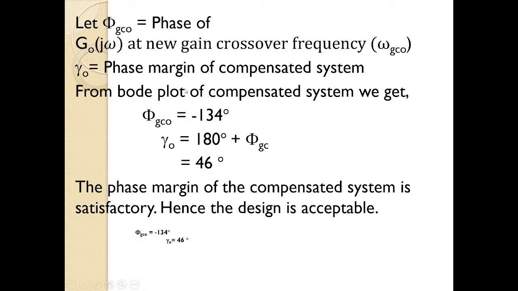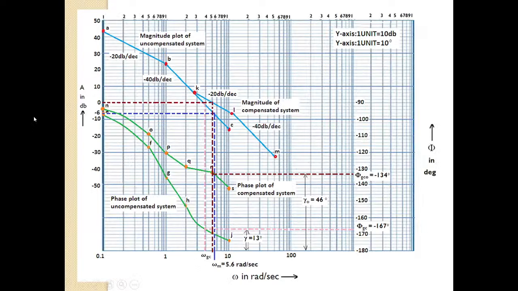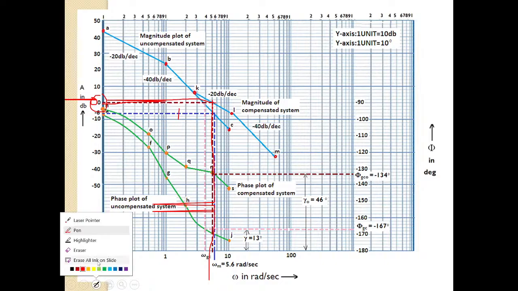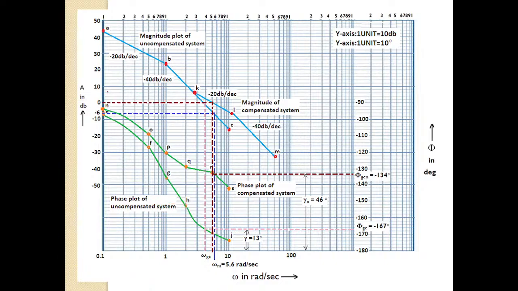How to determine phi GC naught? Go to the graph. Where is our plot? This is our plot. From zero, this is our 0 decibels, isn't it? From here, draw a dotted line. You can see a dark brown line here. Dotted line towards your new magnitude plot, wherever it intersects. From there, draw a vertical line towards the x-axis.